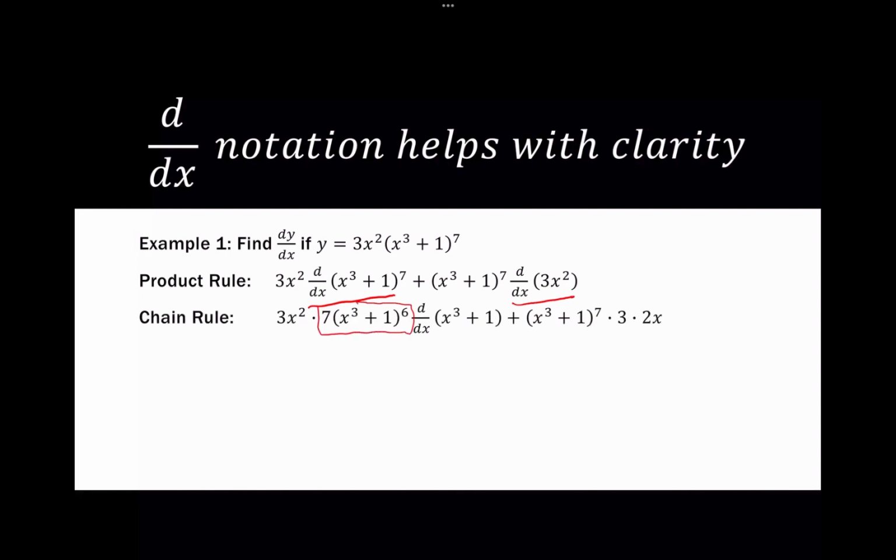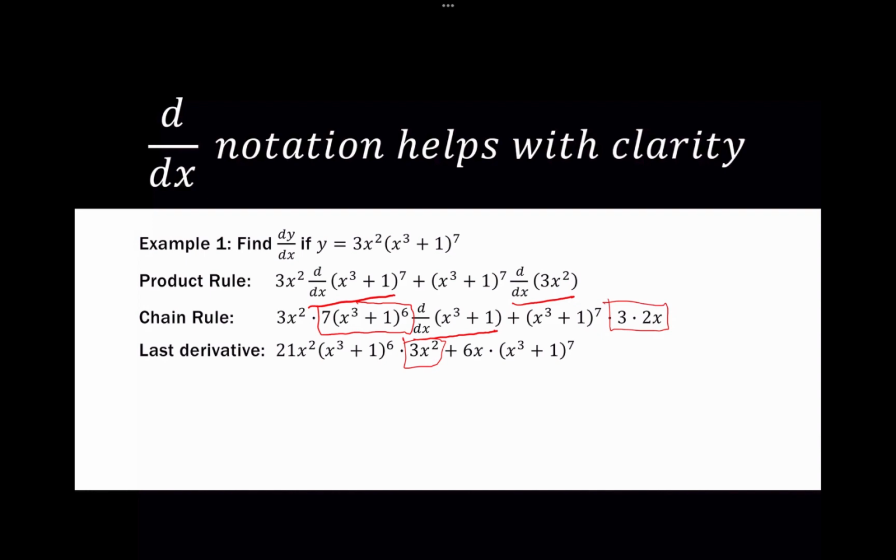I'm boxing the outside function's derivative, but let's remember that we also have to take the derivative of x to the third plus 1. That's the inside derivative. So I'm showing that with the d/dx notation on the inside function. Now over here on the right, we already took the derivative of 3x squared, and that's showing up at the end there. In the next step, we have the last derivative to take, the x to the third plus 1, and that shows up here in the box, 3x squared.